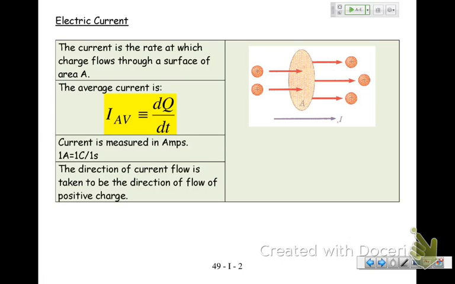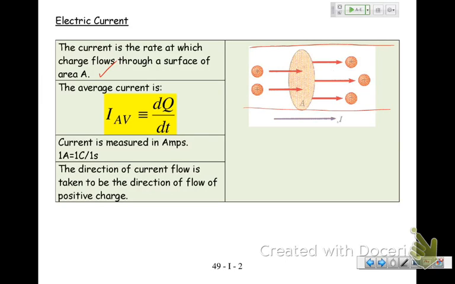Okay. So definition of current. Current is the rate at which charge flows through a surface of area A. So here's a wire, for example. And imagine it's got a cross-sectional area. We're saying how much current flows through it, how much positive charge flows through it. And we call that current.